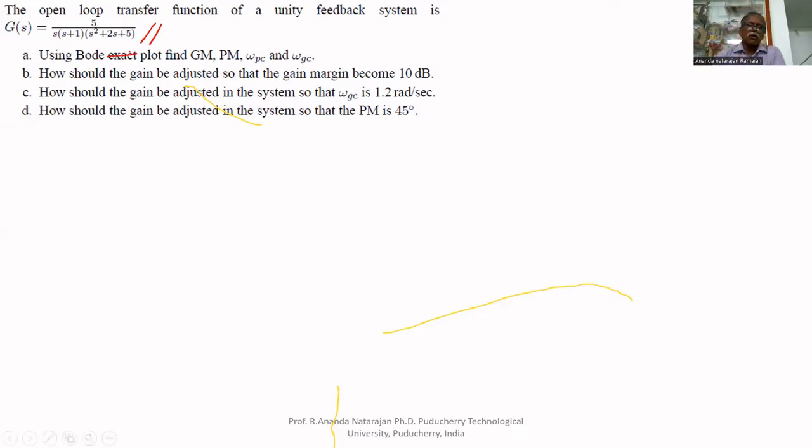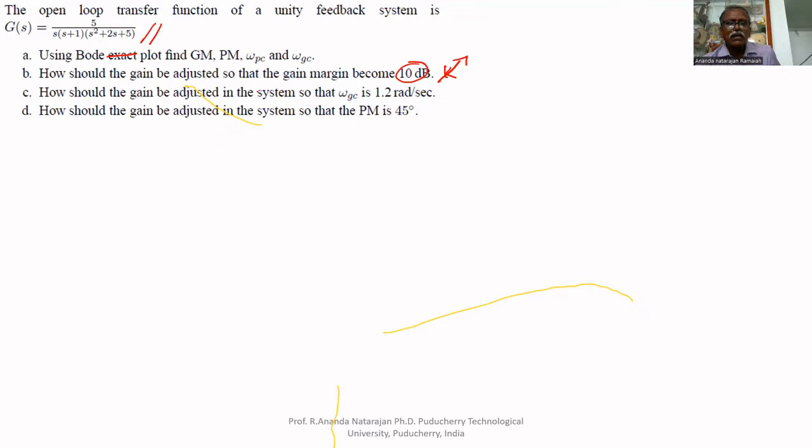By using Bode plot, find gain margin, phase crossover frequency, gain crossover frequency. All these we have to find. How should the gain be adjusted so that the gain margin becomes 10 dB? We have to adjust K so that the new gain margin becomes 10.